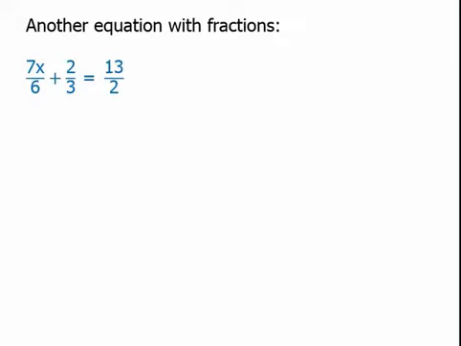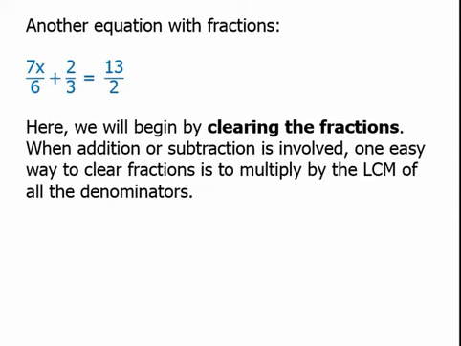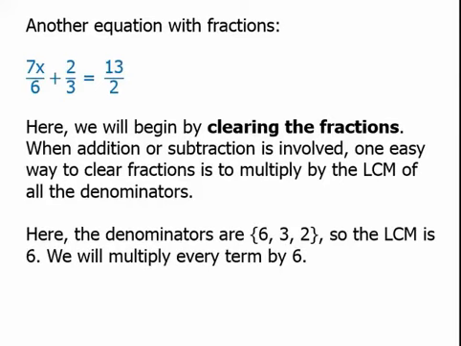Another equation with fractions. So here we have 7x over 6 plus 2/3 equals 13/2. Well, here we will begin by clearing the fractions. You see, we have addition or subtraction, and that makes it a little trickier, but one easy way to clear the fractions is to multiply by the least common multiple of all the denominators. Here the denominators are 6, 3, and 2. Those are the three denominators, and the least common multiple of those is 6. So we will multiply every term by 6.